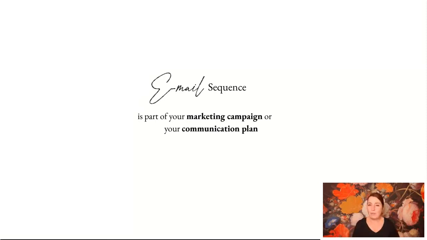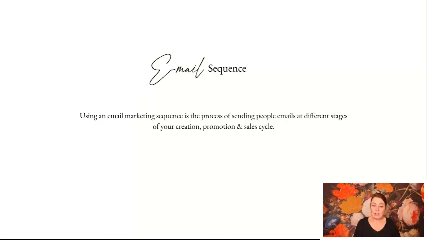It's a big focus of the course that I give, to have a plan, because then you can be very intentional. Using email marketing sequences is a process of sending people emails, and that could be at different intervals, where we're looking at the different kinds of sequences, but you're sending them a series. So not one, it's at different stages, and it could be to share your creation, your creative process, promotion, or your sales cycles. We will be looking more at that.